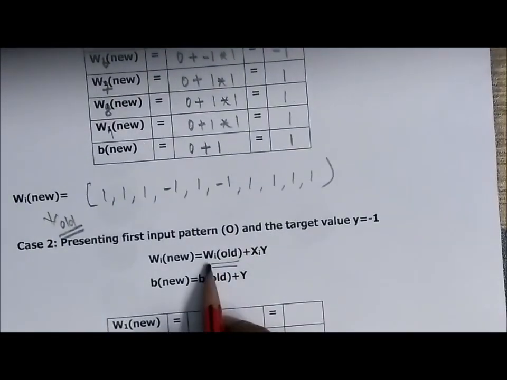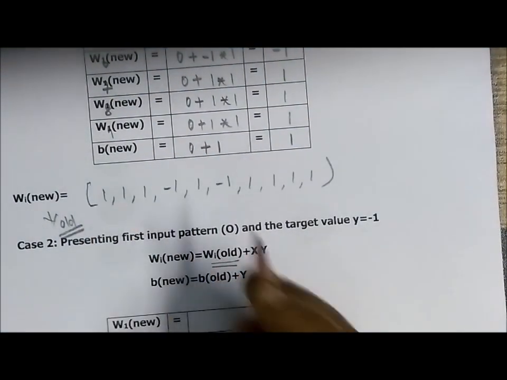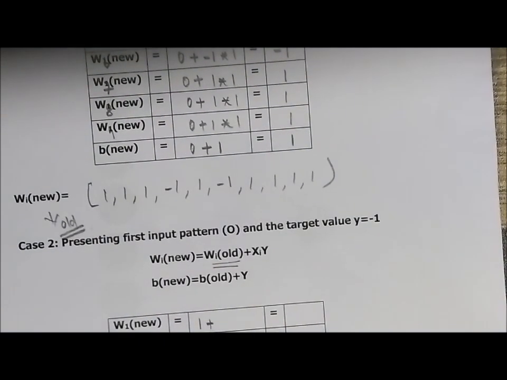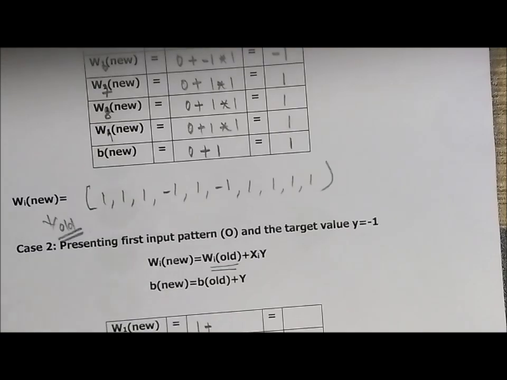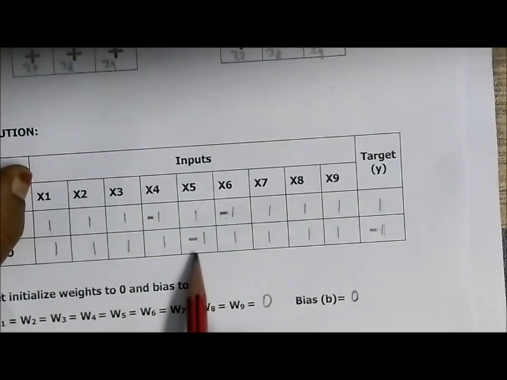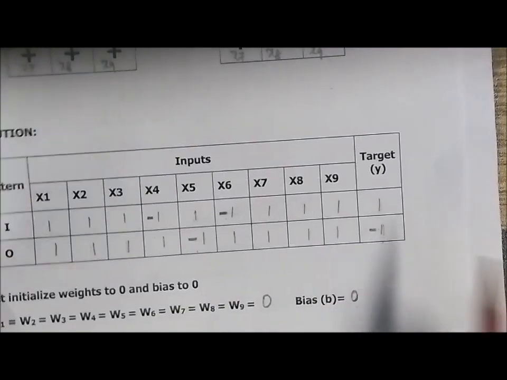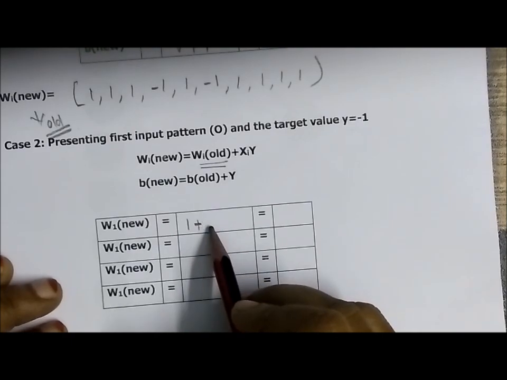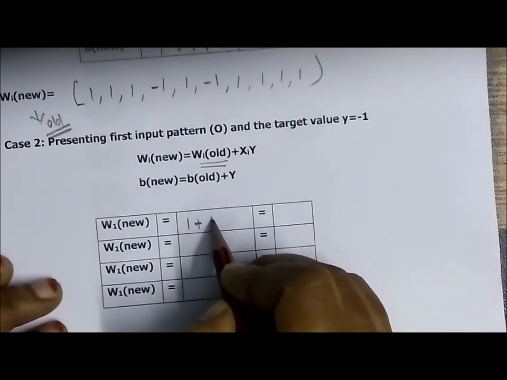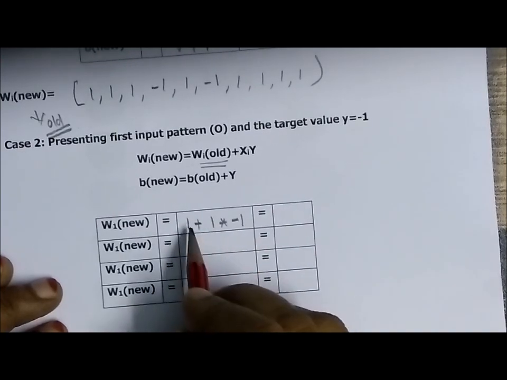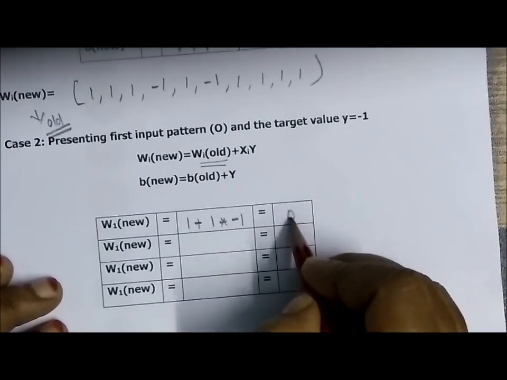So what happens here? Wi of old. So what is Wi of old? We are having 1 plus xi. Only for 5 we will be having minus 1. So here for 5 only we are having minus 1. The remaining all we are having 1, and the target is minus 1. So what happens here? Wi of old is equal to 1 plus the xi value is 1 into the target is minus 1. 1 into minus 1 is minus 1. Minus 1 plus 1 will be having 0.